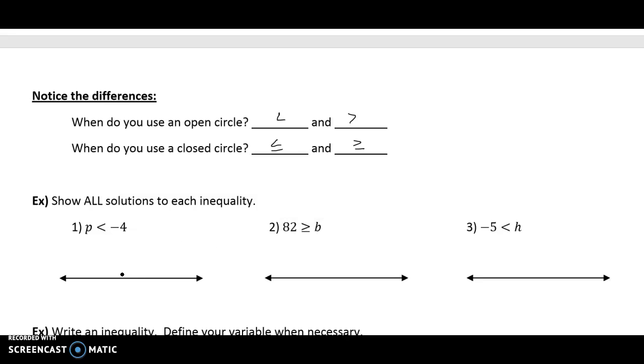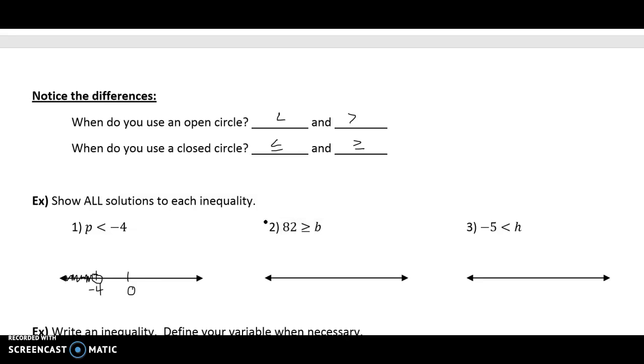So let's just put our 0. Our negative 4 would be over here on the left, and then whatever number is over here, any positive numbers, okay? Put an open circle on negative 4, and then shade P is less than negative 4. Is 0 less than negative 4? It is not. It's bigger than. So shade away from it, okay?